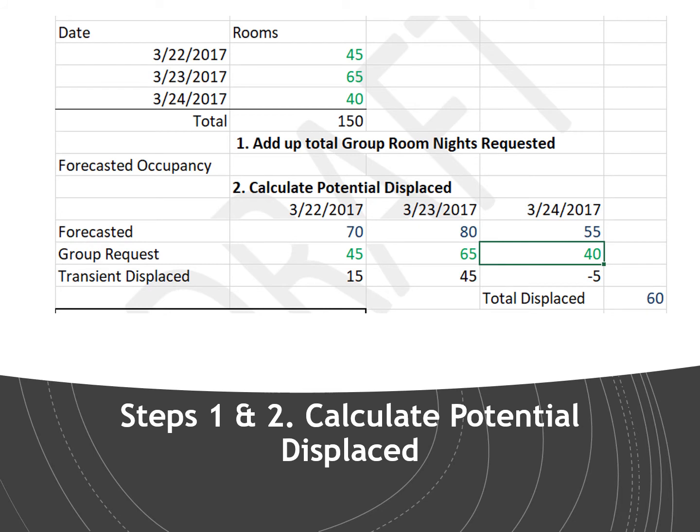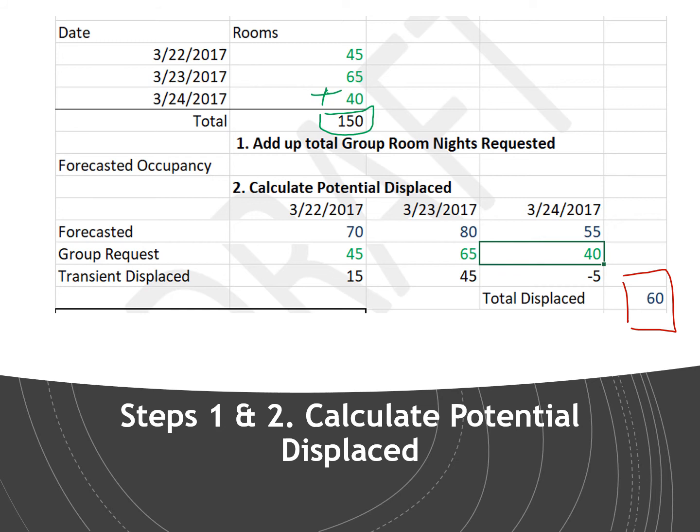Okay. The next thing we're going to do is calculate what this total potential displaced is. Okay. And so we look at the total rooms that the group is requesting. So we add up all of those and we get 150 rooms. That number is going to become important in just a few moments as we look at what the total net revenue is going to be for the hotel if we accept this group.